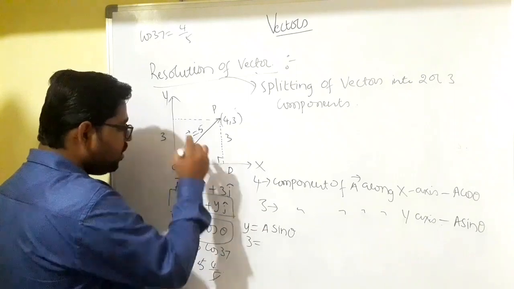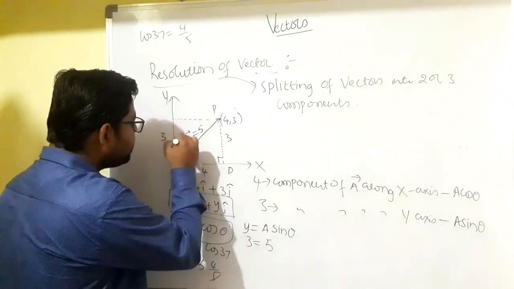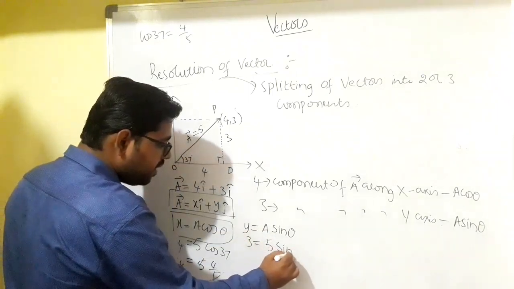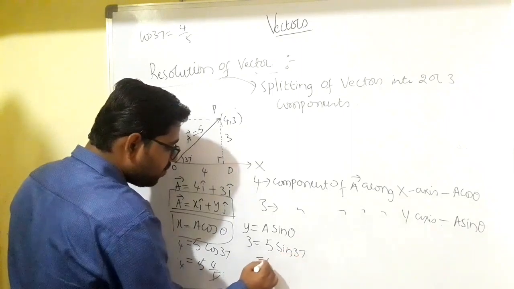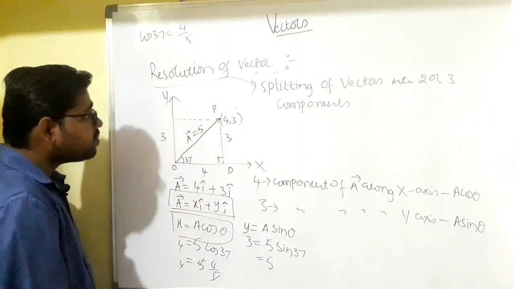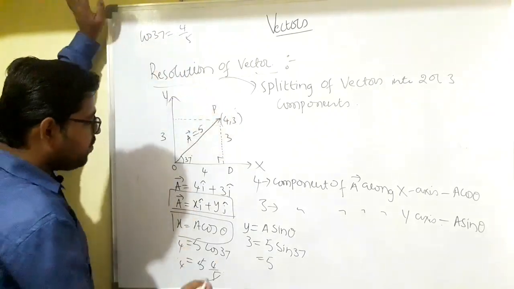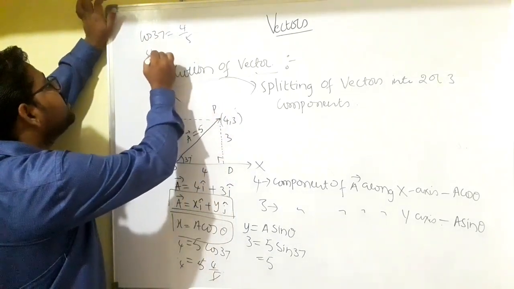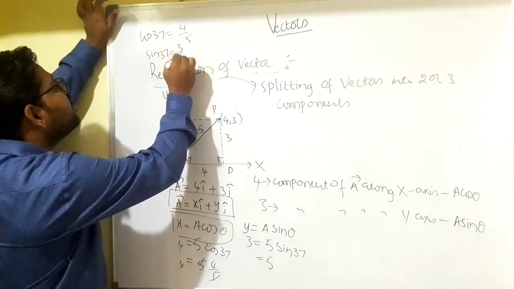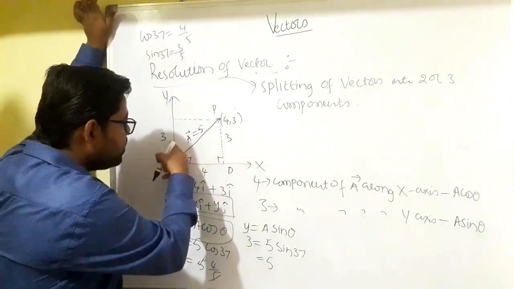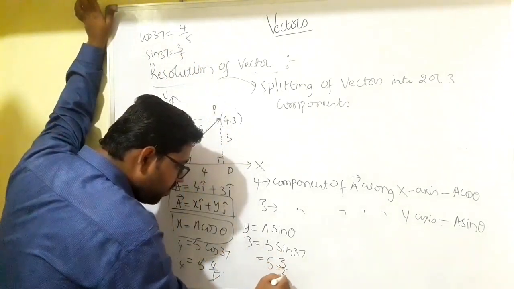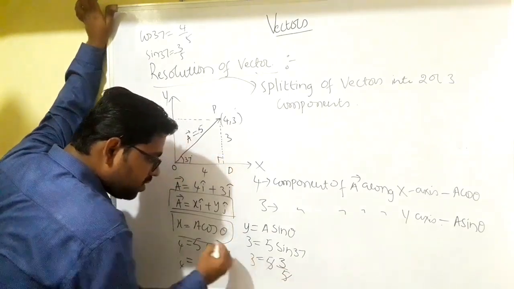So what is the value of a? A is 5. Sin theta, what is sin theta? Sin 37. So what is sin 37? 5 into sin 37 is how much? Sin 37 is P by h, that is 3 by 5. So sin 37 is nothing but 3 by 5. This is 3 and it is 5. So 3 divided by 5, the 5 cancels, so I got 3.